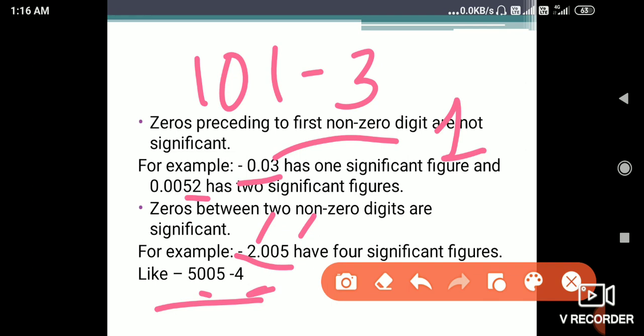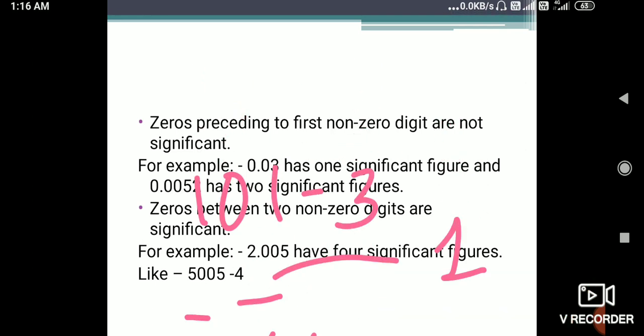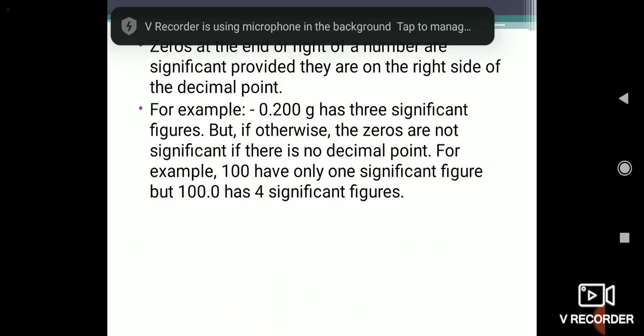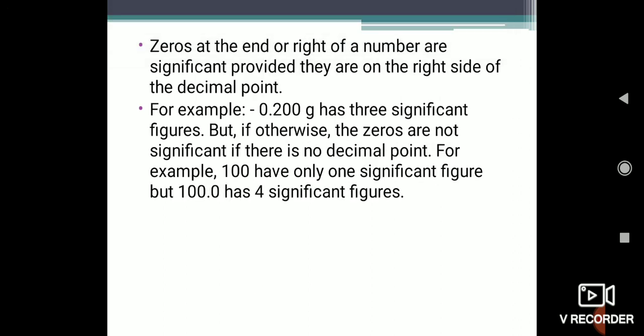So the significant figures here will be 4. Clear? Let us go with the next rule.